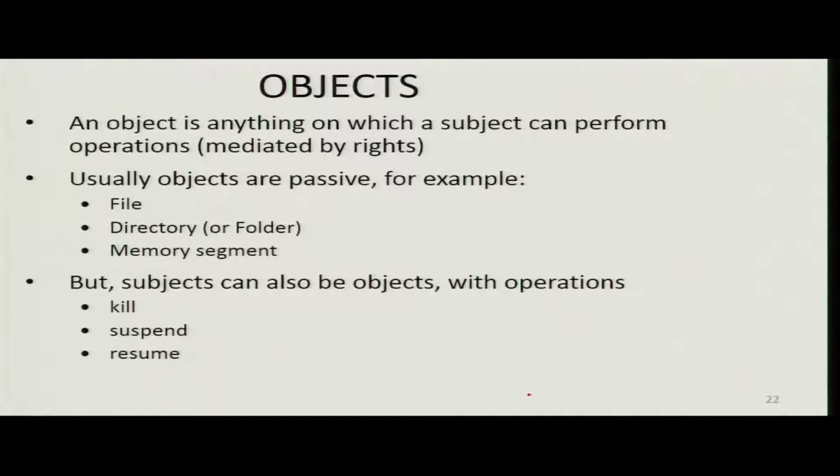An object is anything on which the subject can perform operations, and this is mediated by the rights of the subject. Usually objects are passive things such as files, directories, memory segments, sockets, ports, and so on. But subjects can also be objects sometimes. For example, a process is normally a subject which accesses those objects, but sometimes we kill a process, or we suspend a process, or resume a process. In that case, subjects are being treated as objects.